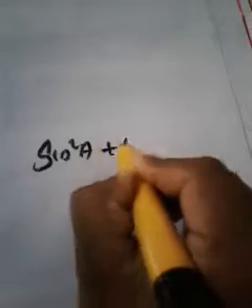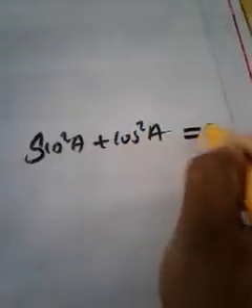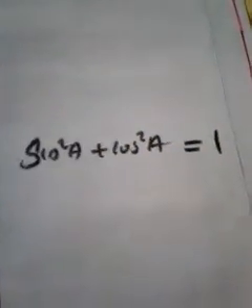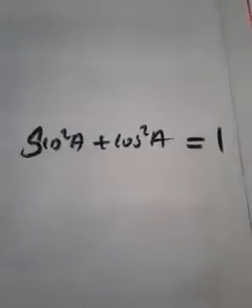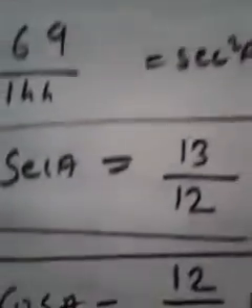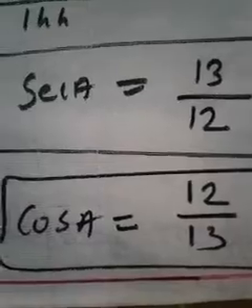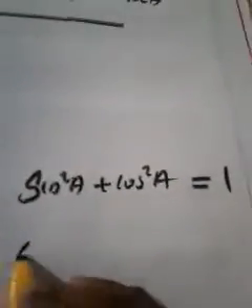Okay, how can we calculate the value of sin A now? You can use the identity sin square A plus cos square A is equal to 1. Can you use it to calculate sin square A? Yes, because we have cos A now. What is cos A? 12 by 13. Substitute there.